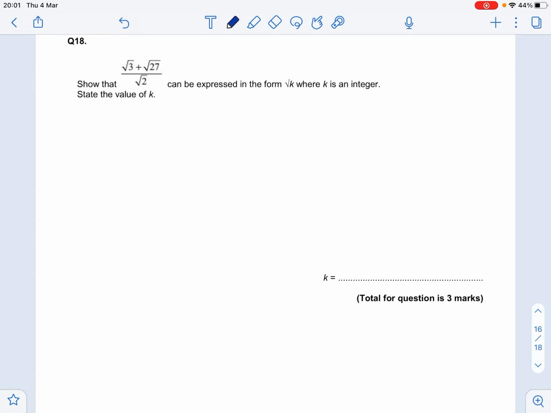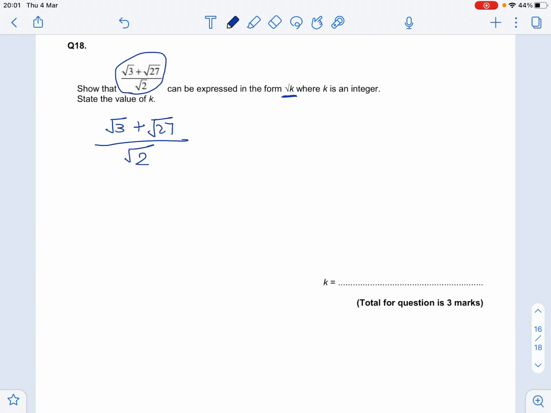So let's look at question 18. We want to show this can be expressed as this. This is what we call rationalizing the denominator. When rationalizing the denominator, we have to multiply by the denominator. So root 2 over root 2 is 1, so we haven't changed anything.